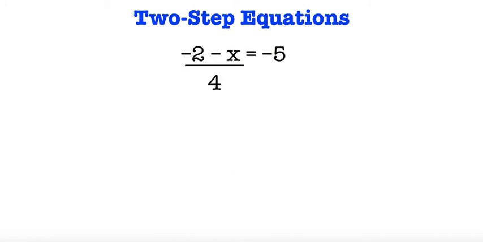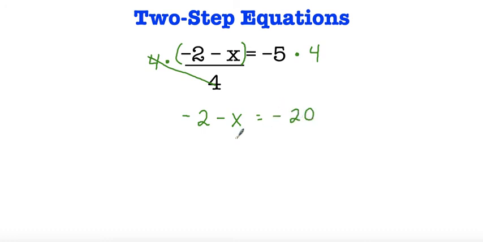And lastly, I have negative 2 minus x divided by 4 is equal to negative 5. So remember that this entire term is being divided by 4. So in order to cancel that out, we have to multiply by 4. So these cancel out. And whatever you do on the left side, you have to do on the right side. So on the left side here, I'm left with negative 2 minus x is equal to, so negative 5 times 4, it's a negative times a positive, and so we get negative 20.